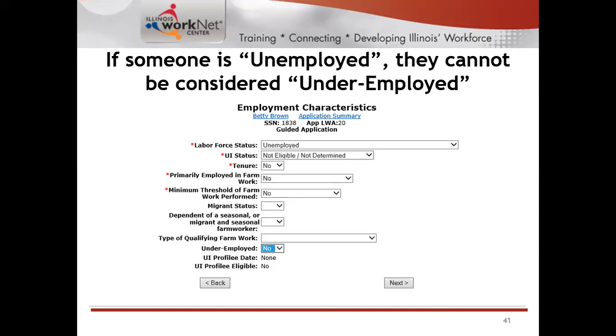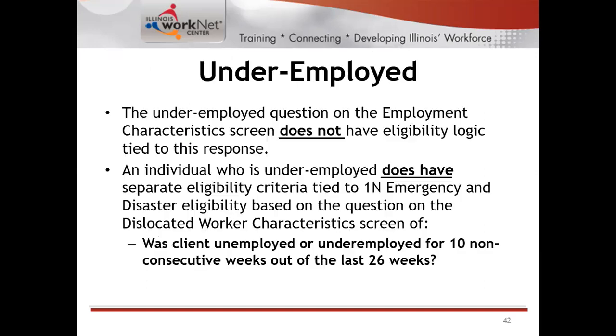Again, I mentioned that underemployed is on this screen, but that question is not tied to eligibility. It should be recorded accurately if a client is underemployed, because it is a barrier for federal reporting. But in this case, the client's unemployed. If a client is unemployed, it's impossible for the client to be underemployed, because you have to still be employed to be considered under.